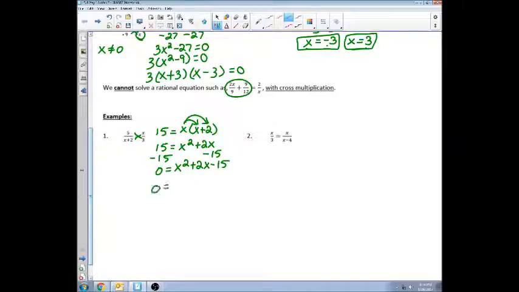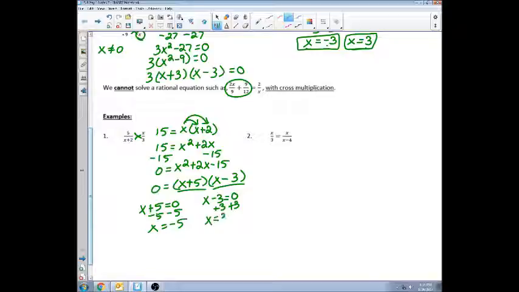So 0 would equal, I can use generic factoring here. So x and x. What can multiply to 15 that can also add to 2? Well, that would be 5 and 3. Since it needs to multiply to a negative and add to a positive, I would have a positive 5, negative 3. Now that it's fully factored, I'm going to set each term equal to 0. So x plus 5 will be equal to 0. Subtract 5 from both sides. x is equal to negative 5. And x minus 3 will be equal to 0. Add 3. So x would equal 3.